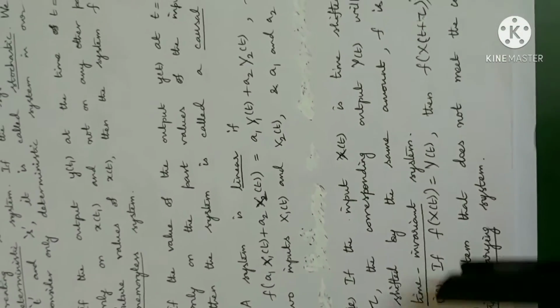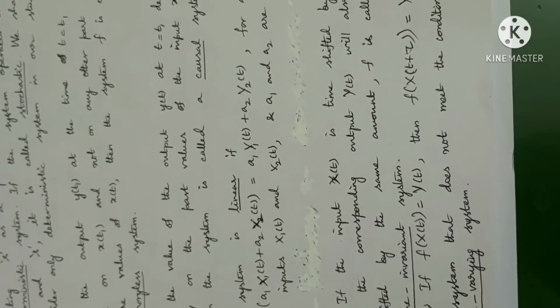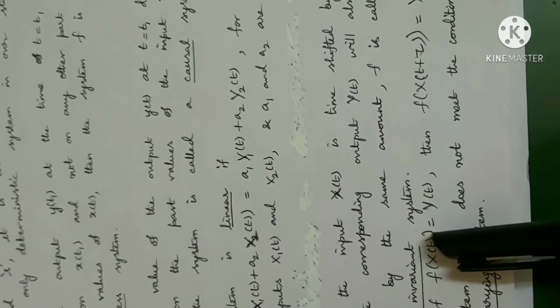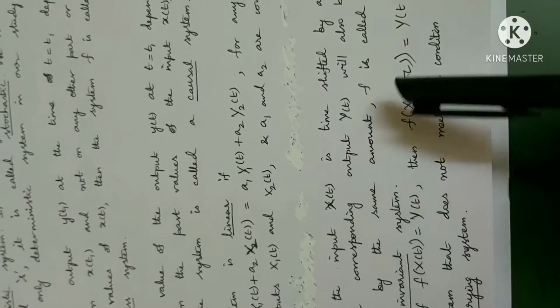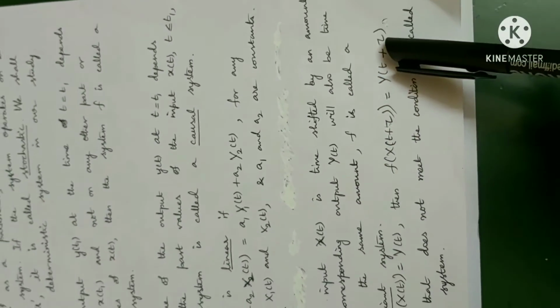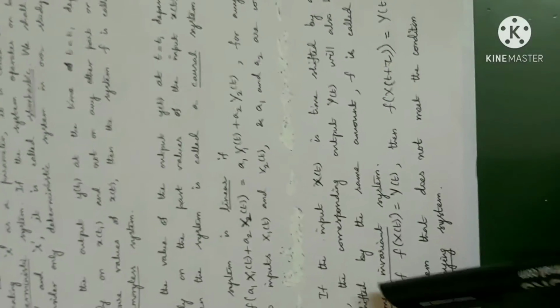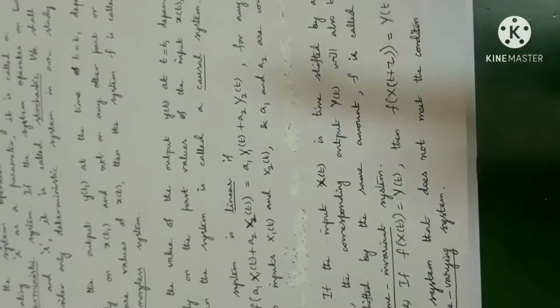Next we study the time invariant system. What is a time invariant system? If in x of t, t is shifted to t plus tau, definitely in y of t, t will also be shifted to t plus tau, which is called a time invariant system. We have problems, let us see the explanation of this definition in problems.